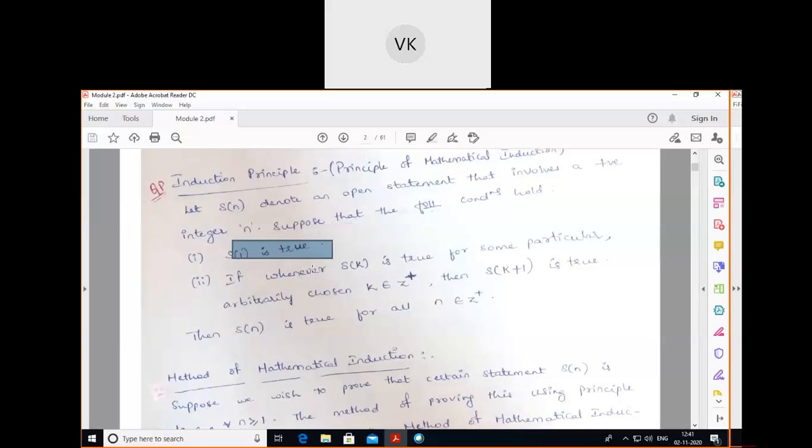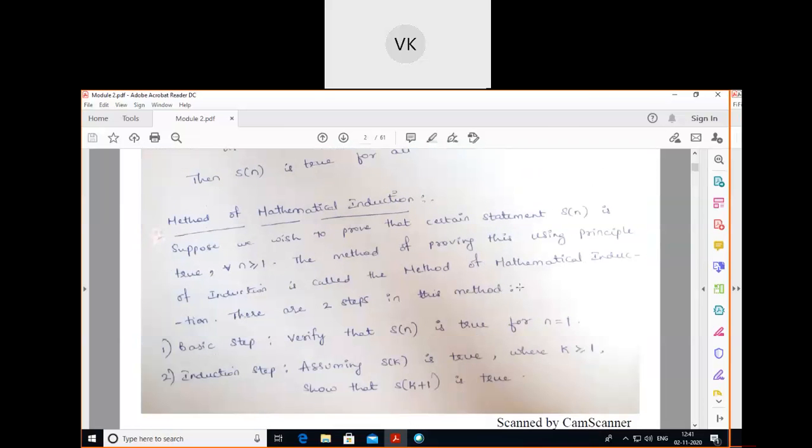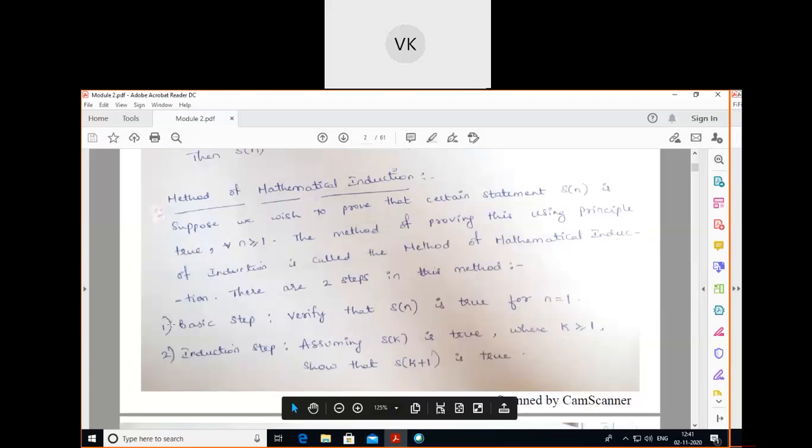Then in the second step, we replace n by k. After that, we check whether the same expression is true for n equal to k plus 1. First we replace n by k, then we change k to k plus 1. We are going to solve the expression by using the mathematical induction process with these two steps.